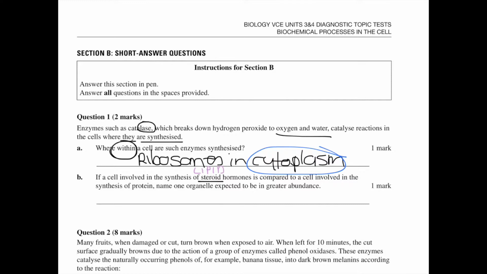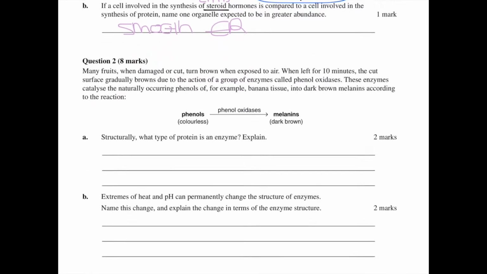So that's saying to you, where are the steroid hormones made? And you would know that as the smooth endoplasmic reticulum, and I'm just going to abbreviate it here, but remember, don't do that. Okay, awesome. Moving along. Question 2.